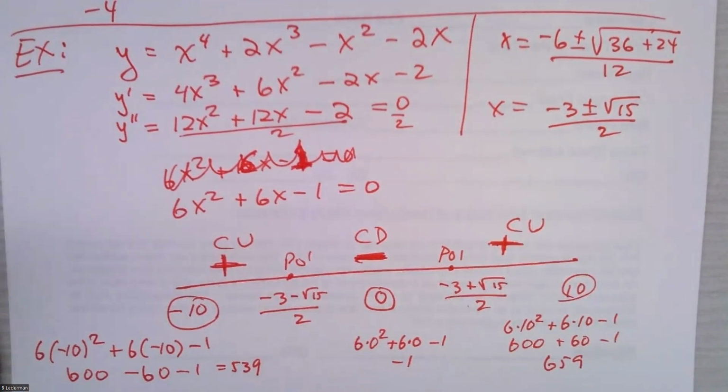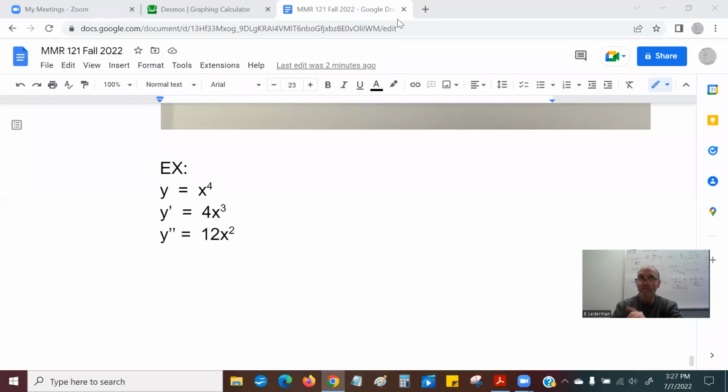I want to show you one more very important example. Okay, now I have another quite important example. Very simple, but very, very important. Y is equal to x to the fourth. That's our function. So y prime is equal to 4x to the third. Y double prime is equal to 12x squared. Now, if you notice, 12x squared is always positive, because it's a square. A square is a positive number, and 12 times the square is positive.